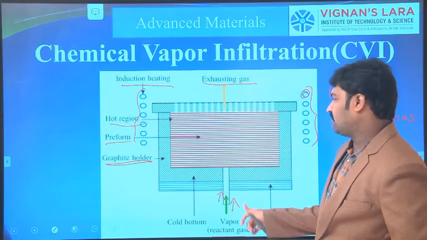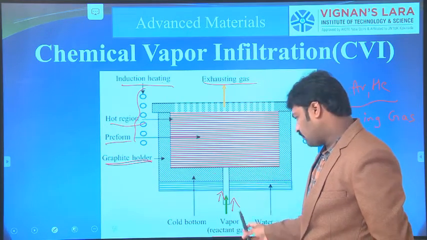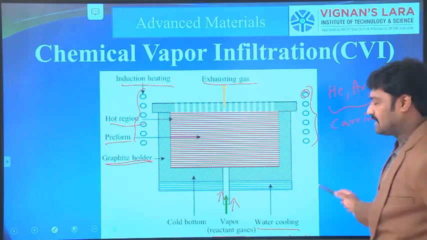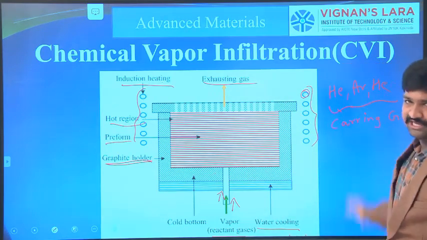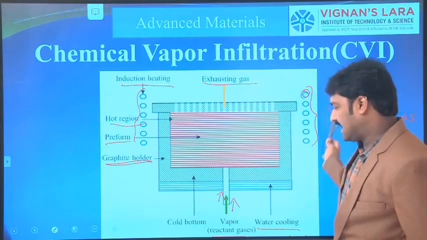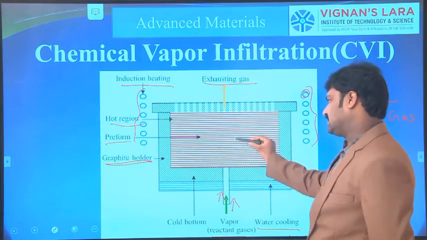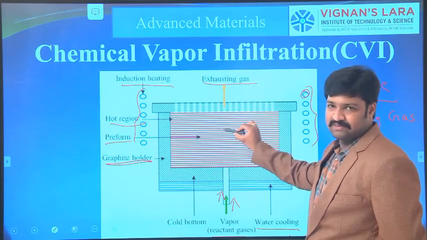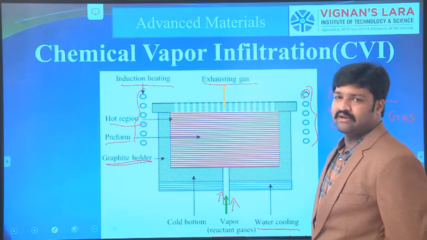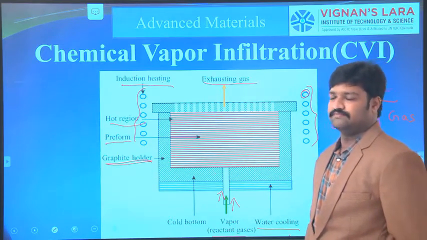So initially we are placing a preform in a graphite chamber and heating the reinforcement. From one more channel, we are passing a reactant gas along with a carrier gas of hydrogen, argon or helium. We use any one of these gases, and they carry our reactant gases towards the reinforcement. At these conditions, a chemical reaction takes place between the reinforcement and the gases, so that ultimately a matrix material is created on the surface of the reinforcement material.